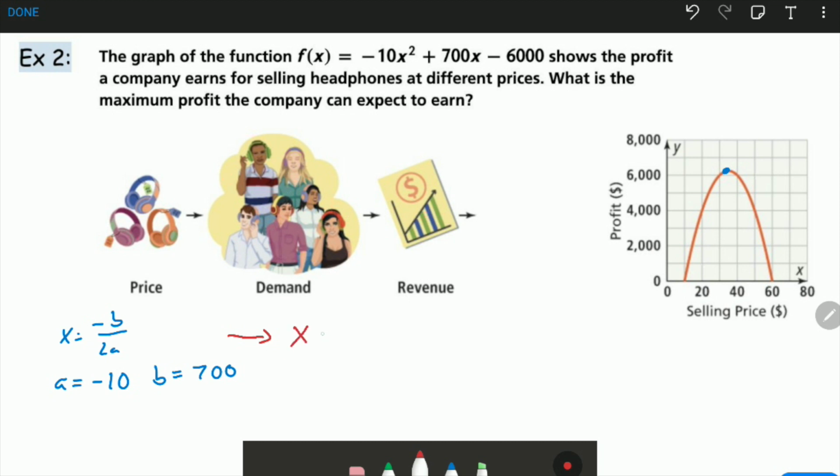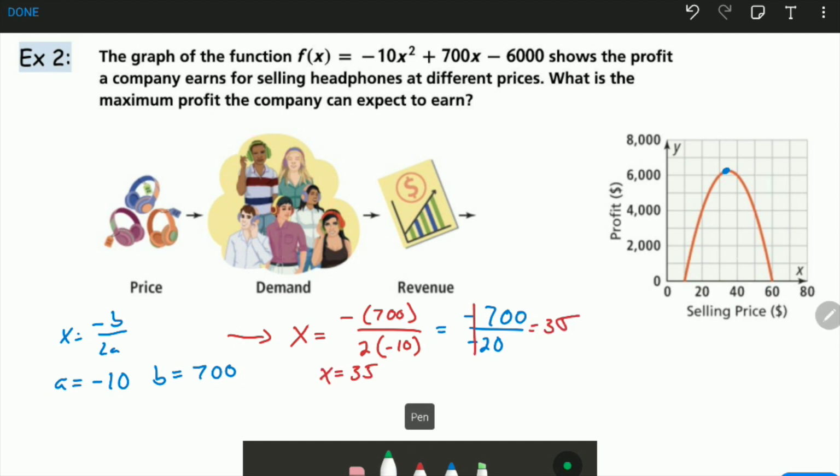If we replace things, we have x equals negative 700 over 2 times a, which is negative 10. So we have negative 700 over 2 times negative 10, which is negative 20. The double negative will make a positive. And we just have to divide 700 by 20, which gives us 35. So x equals 35 is the location of the axis of symmetry, which means that at the x value of 35, we have our extrema.